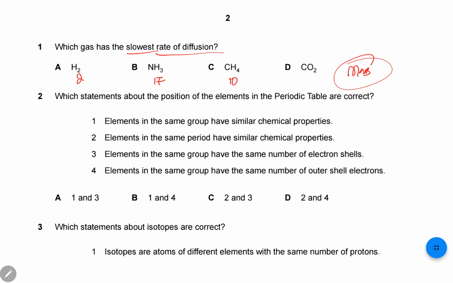For carbon dioxide, what do we have? We have 6 for carbon, and oxygen is 16 times 2, which gives 32, so we get 38 in total. So this one, the largest mass, is the one which is going to be moving slowly. So D is the correct answer.